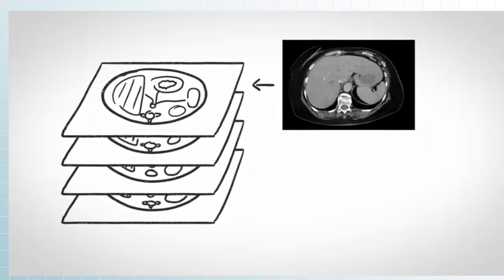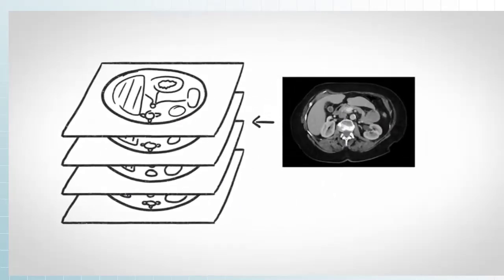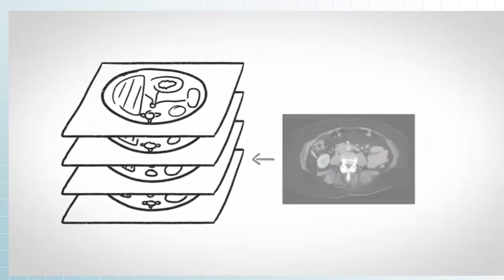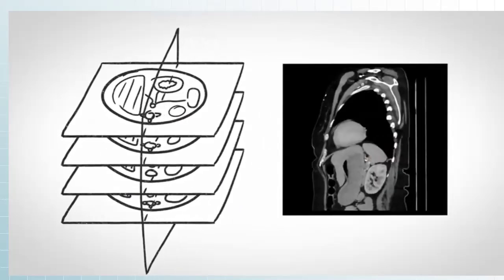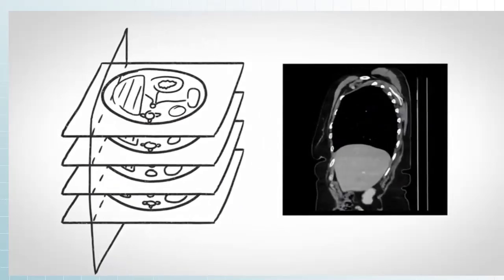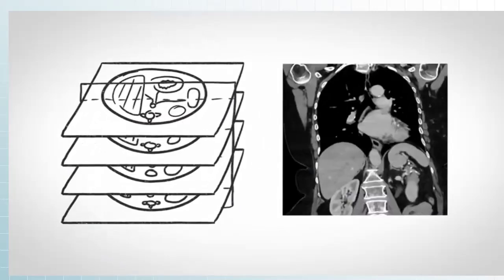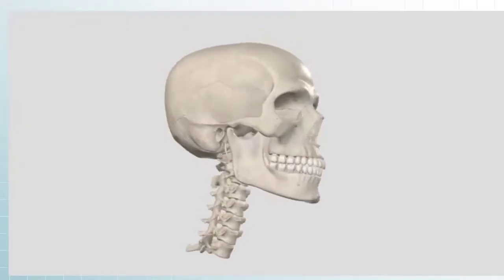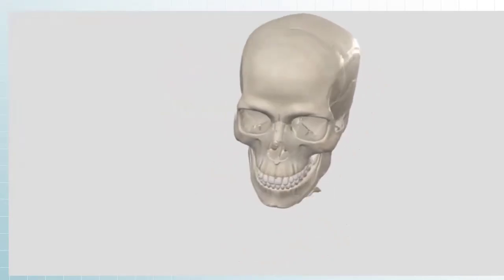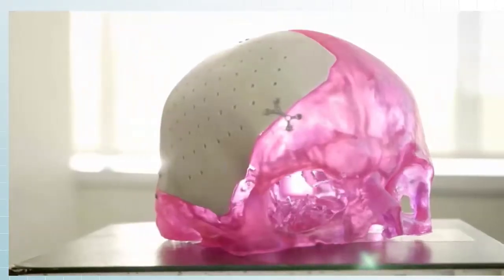Then you can stack all those slices on top of each other and the radiologist can scroll through it. You can also do something called multiplanar reformation, meaning you can scroll through the images in different planes. You can also do fancy 3D reconstructions, and you can even print out these 3D models.